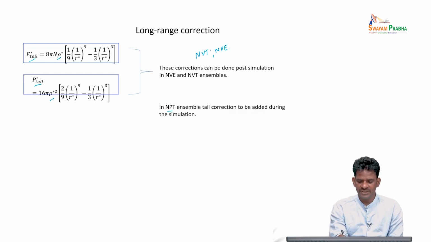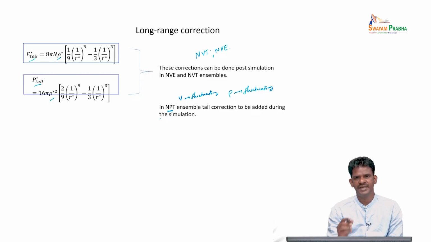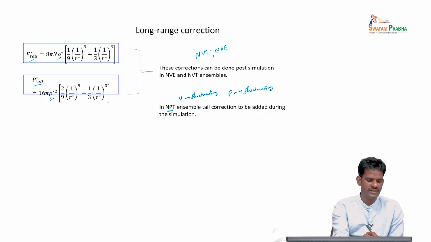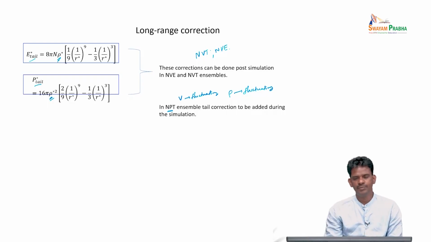Whereas when you do NPT simulations, where volume is fluctuating and because of that rho is also fluctuating, we cannot add the correction at the end of the simulation, but rather we should do it on the fly. As the simulation goes on, at every time step we have to add the tail correction, because the density itself is a fluctuating quantity and we will not be able to do it at the end of the simulations.